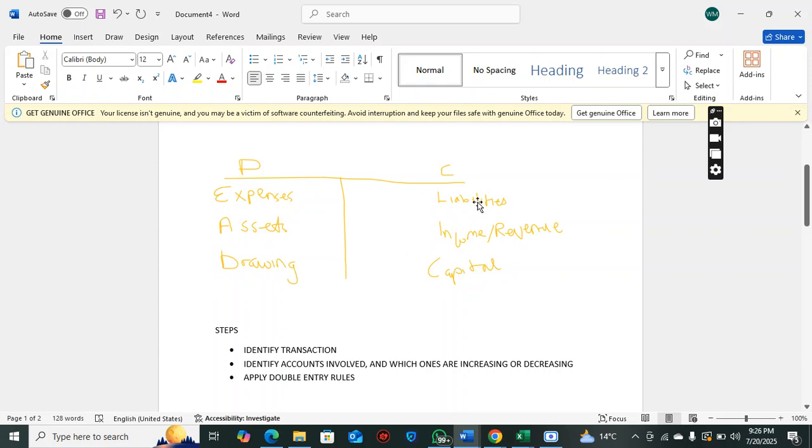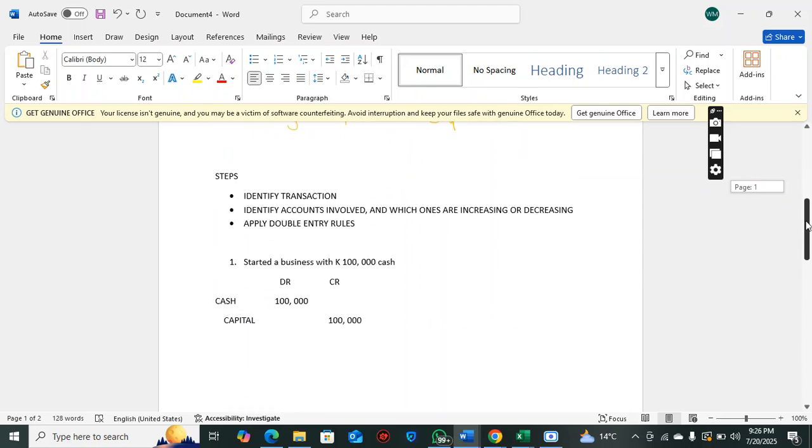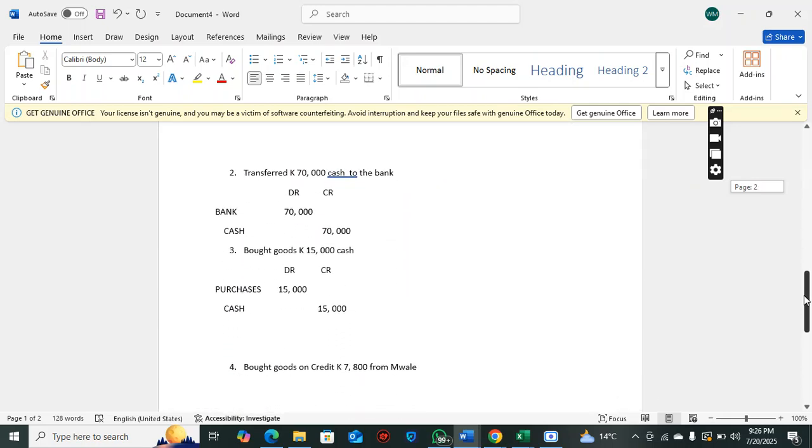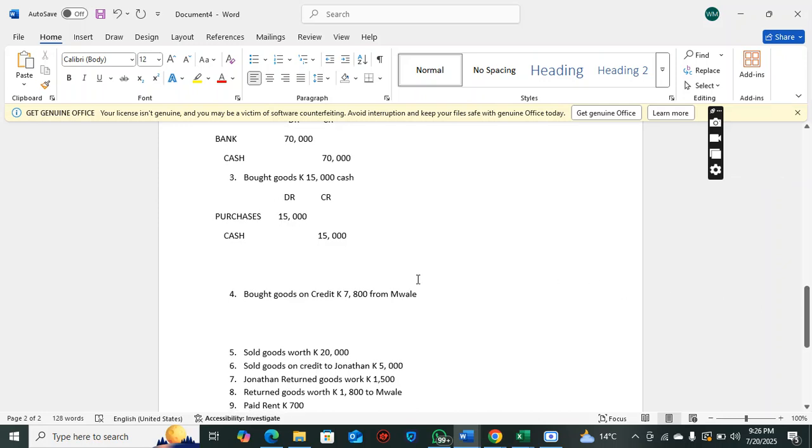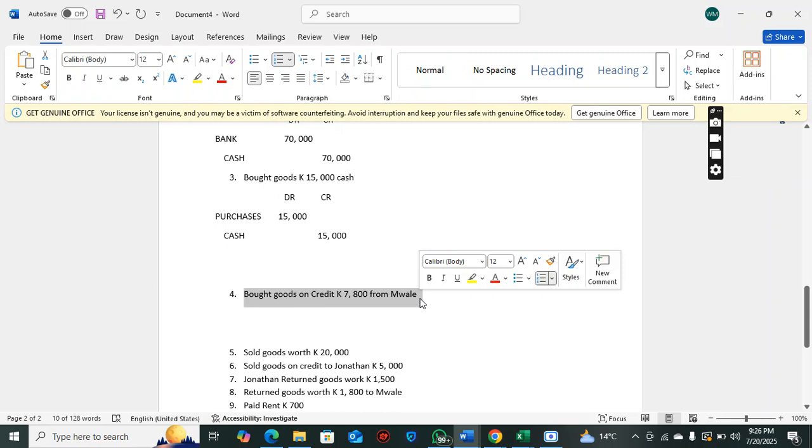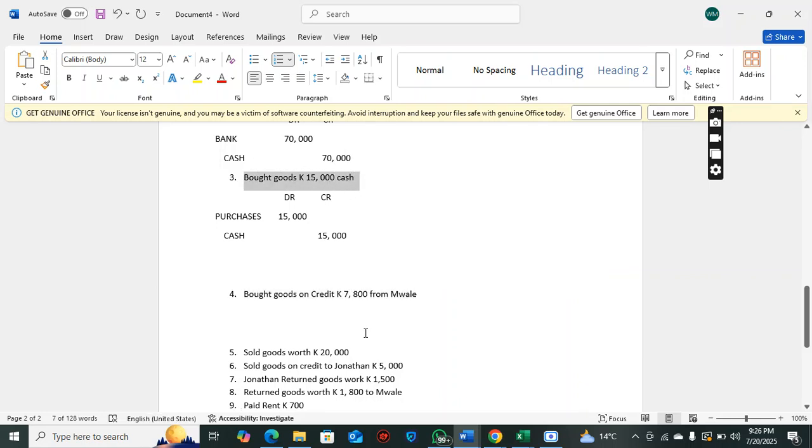I believe we've all got down this diagram. We go to the next transaction here. Bought goods on credit 7,800 kwacha from Mwale. So this one is similar to the previous transaction. The only difference is we never paid money. We bought goods on credit on Nkongole.